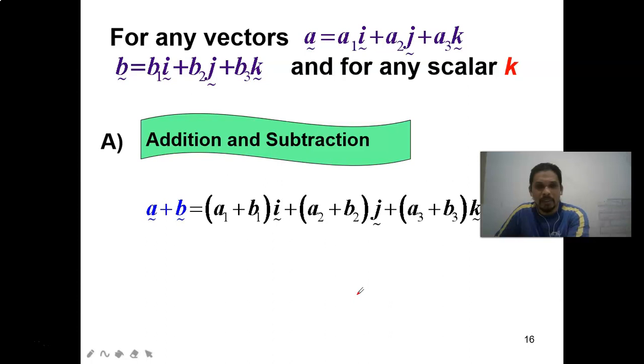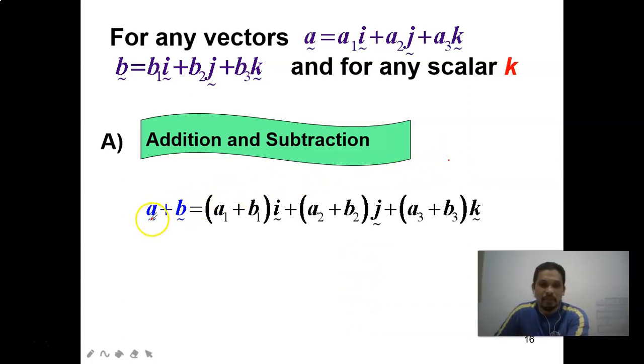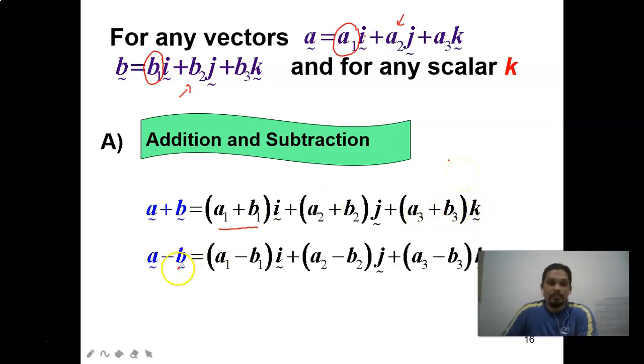So for any vectors A and B, and for any scalar K, the addition and subtraction of vector A plus vector B works as follows. We add the magnitudes of the same direction, I with I, so we get A1 plus B1 for I, then A2 with B2, addition of the magnitudes of A and B for J, and also A3 with B3 for K. Then subtraction of two vectors is the opposite of this: we only operate between the magnitudes of I with I, J with J, and K with K, as you see on the screen here now.